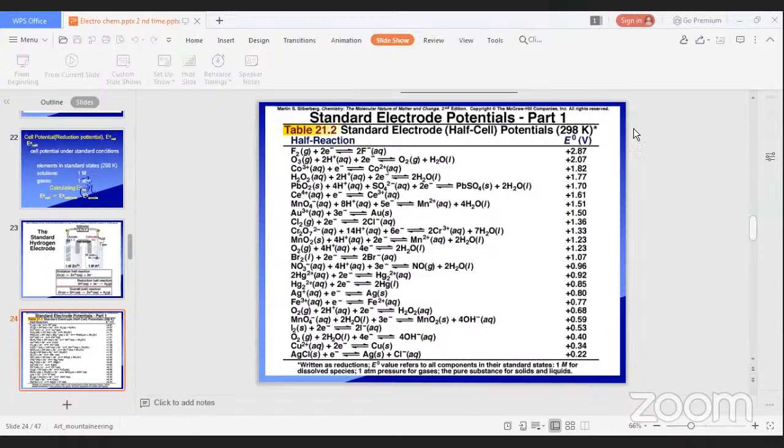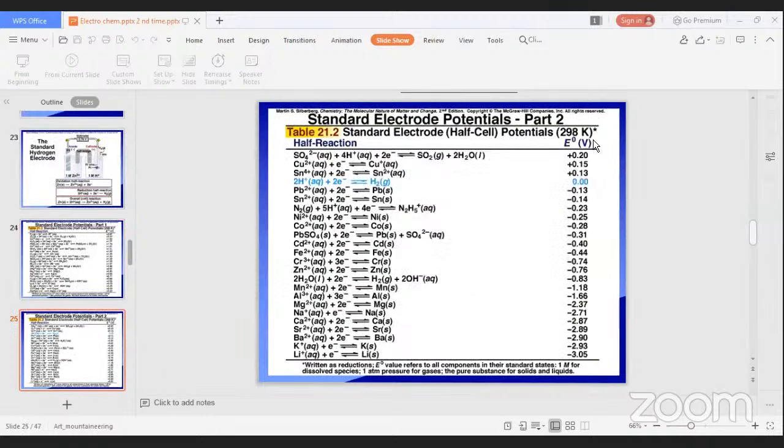So among all the electrode potentials, the highest reduction potential value is fluorine. That's why it can act as a strong oxidizing agent. I will explain later. So see this one: 2H plus plus 2 electrons. So what is happening? 0. That's why we can take it as a standard electrode, 0 volts.